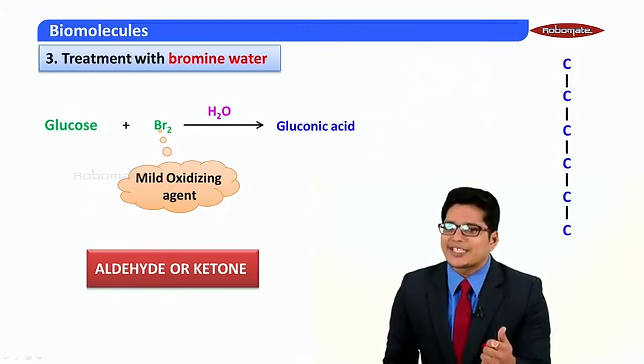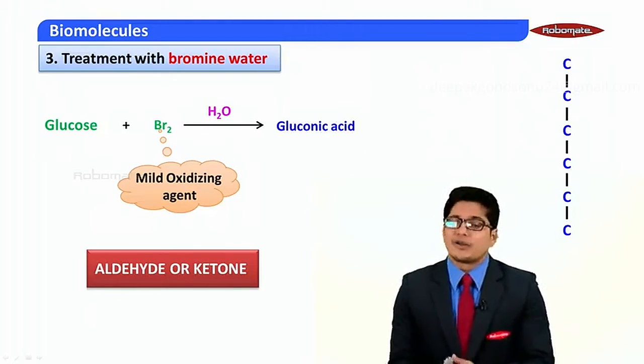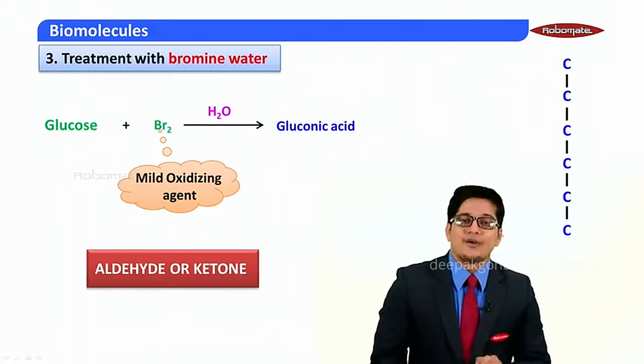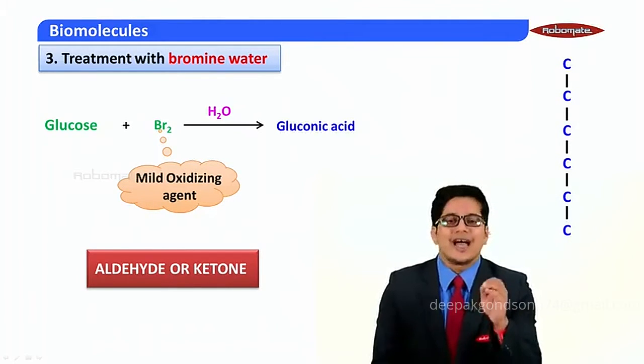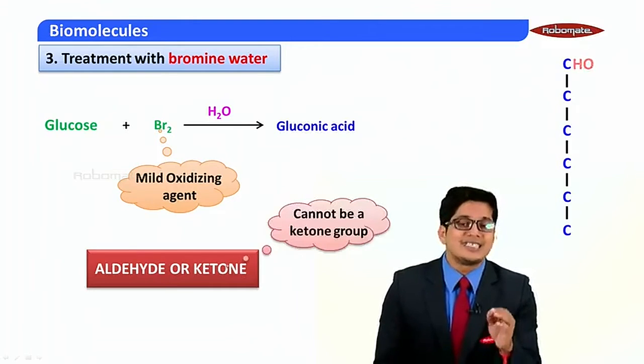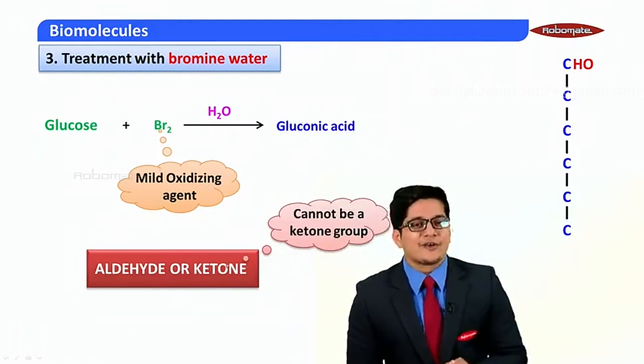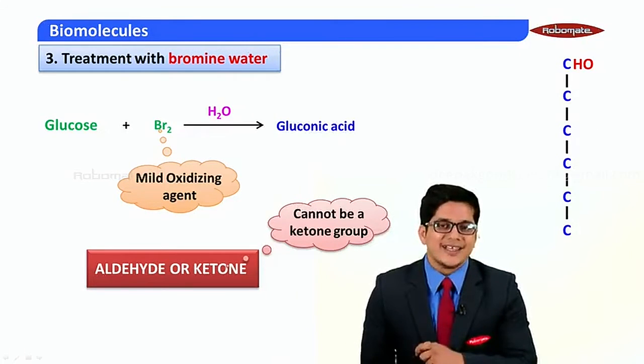Being a mild oxidizing agent, bromine could not react with a ketone, and hence our carbonyl group has to be an aldehyde. It cannot be a ketone, so we draw an aldehydic group onto our carbon chain.